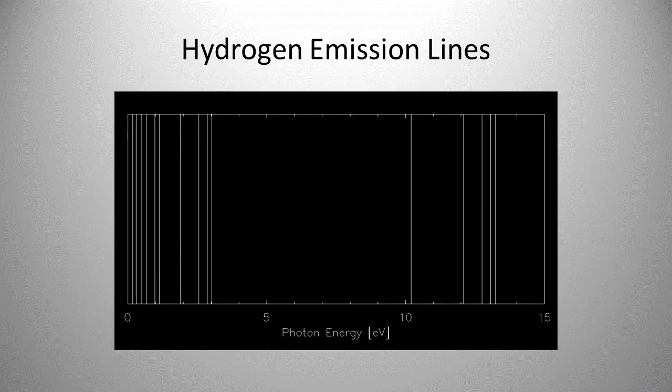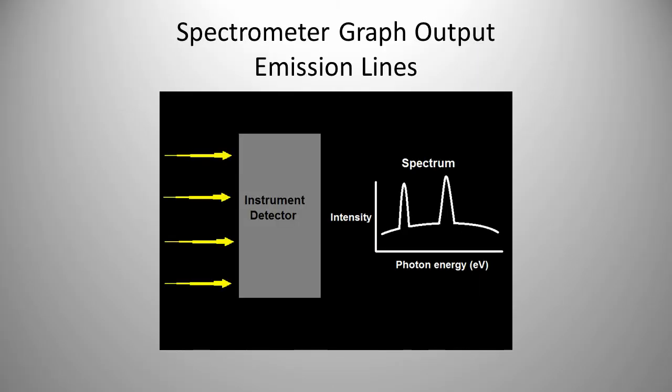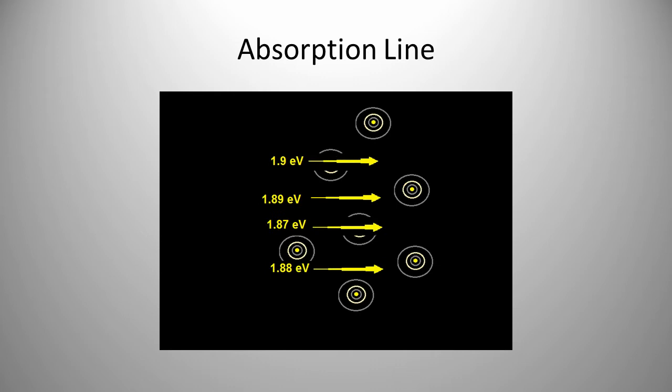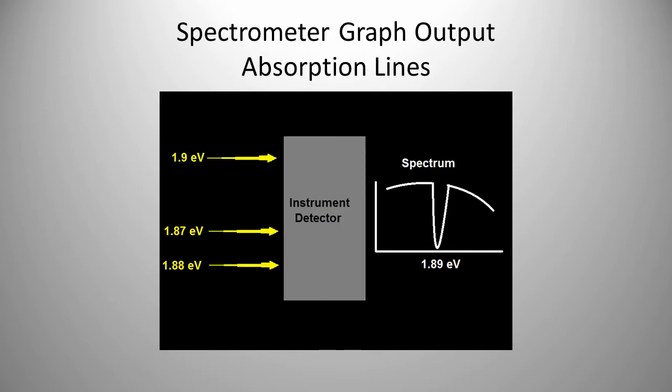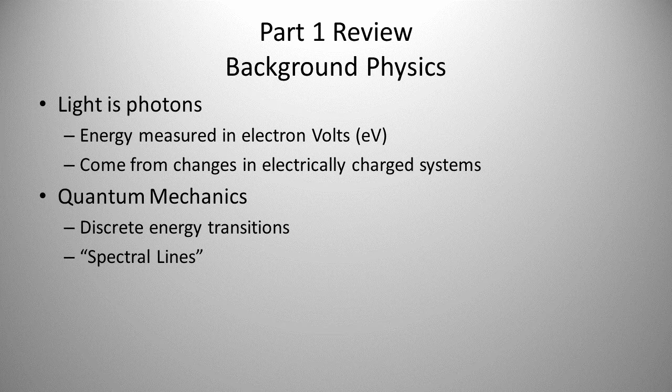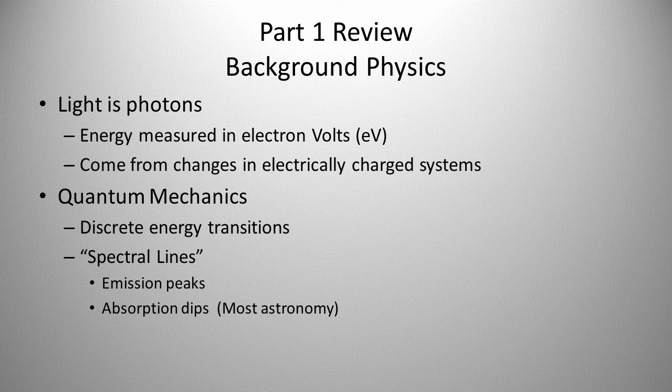This is what an image of the emission lines coming from hot hydrogen gas might look like. When we plot the spectrum as a graph, these spectral lines result in spikes in the graph if the electron is dropping down in energy, emitting a photon. We call these spectral emission lines. But it can also happen that photons of just the right energy knock electrons up to a higher orbit. Those photons don't make it to our detector. This results in dips in the graph of the spectrum. We call these spectral absorption lines. In actual practice, astronomers are usually measuring absorption lines.